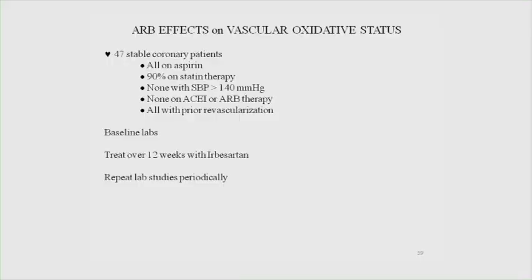Let's look at angiotensin receptor blockade effects on vascular oxidative status. 47 stable coronary patients. They're all on aspirin. 90% are on a statin. None are hypertensive. None have been on an ACE inhibitor or an ARB. All with prior revascularization. Do baseline labs. Treat them over 12 weeks with irbesartan, an angiotensin receptor blocker. Repeat the lab studies periodically.